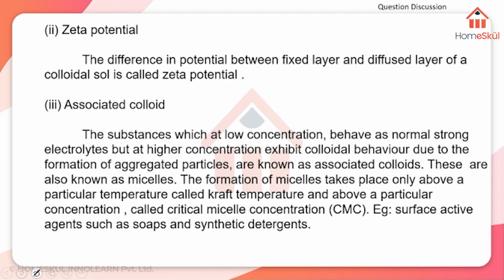Okay, what do you mean by associated colloid? Here, the substances which at low concentration behave as normal strong electrolytes but at higher concentration exhibit colloidal behavior due to the formation of aggregated particles. Associated colloids are also called micelles. Here these colloids form together like a group. That is why it is called associated colloid.